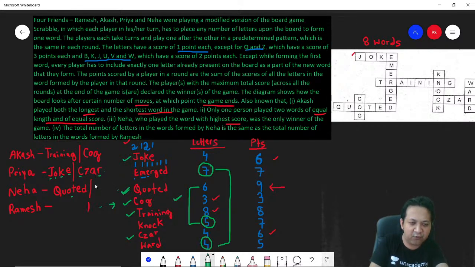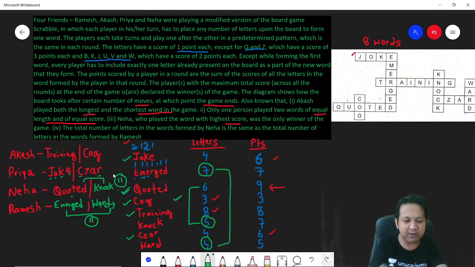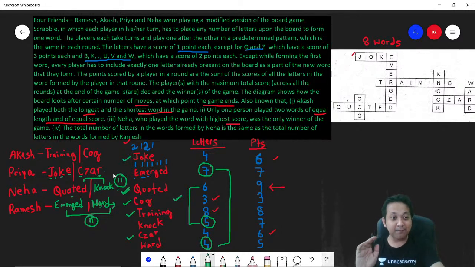So Neha must have formed quoted and the other word is knock. And Ramesh must have formed emerged, and the other word is word. Can you see, are they equal now? Ramesh: emerged has got 7, word has got 4, total is 11. Total count of letters is 11 and quoted plus knock is again 6 plus 5, again 11. Super awesome. They are equal. Satisfies point number 4. Did you get this?